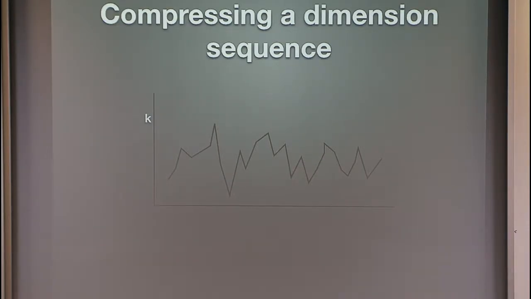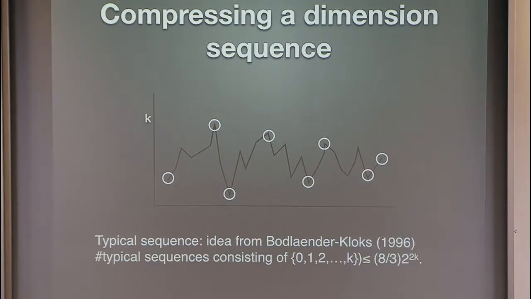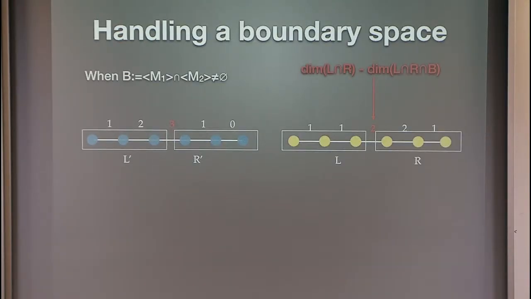So first, in order to compress this long sequence, we use the idea of typical sequences, which is used by Bodlaender and Kloks. And almost the same thing also works for us. And the number of typical sequences can be bounded by this nice number.